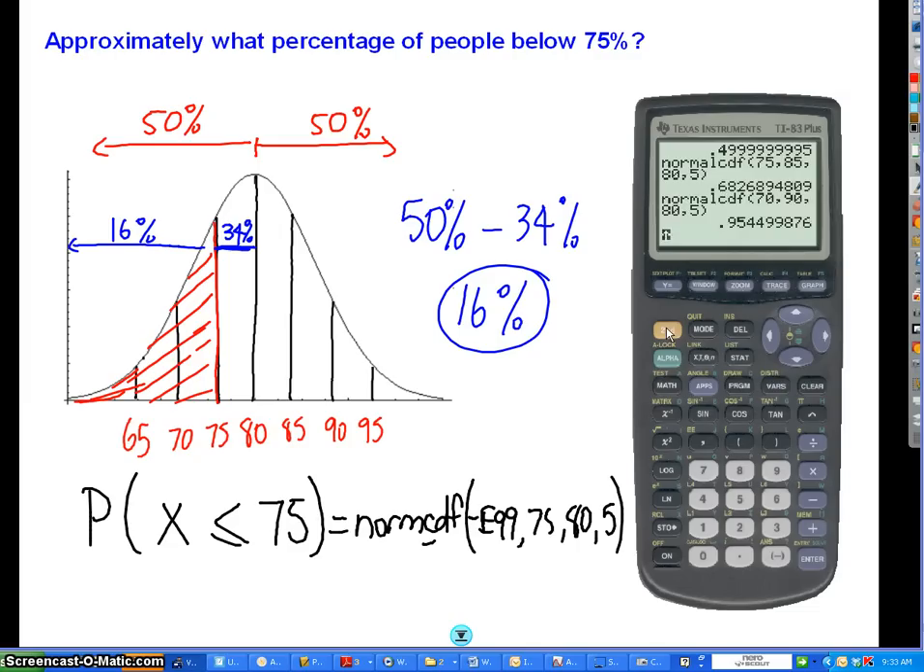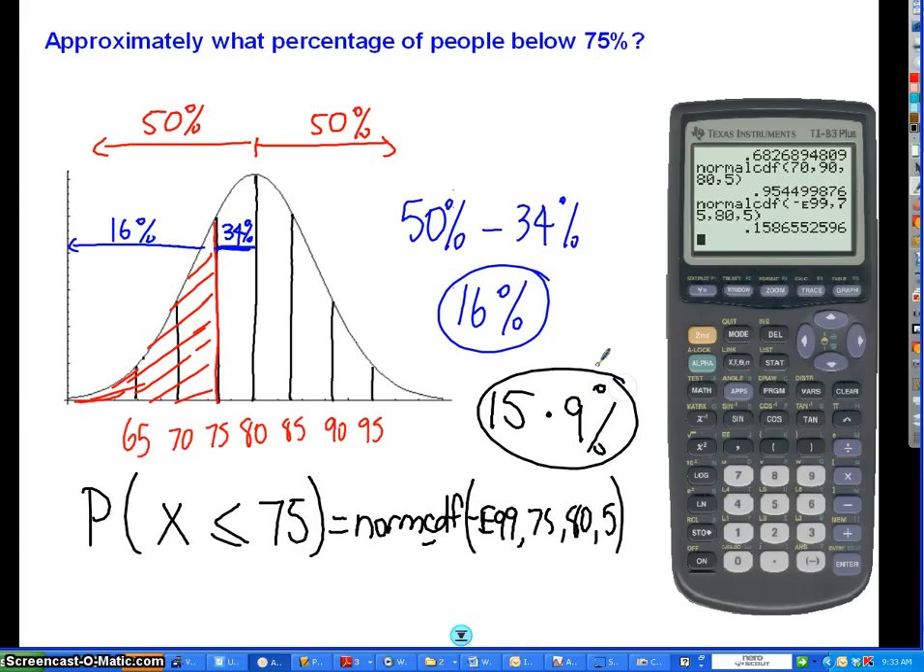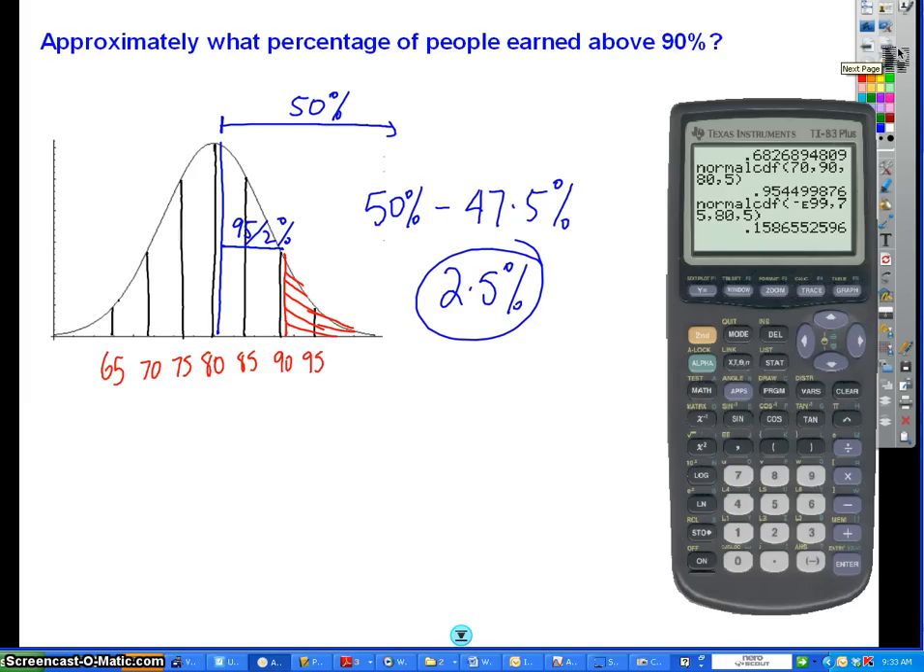So let's go in again. Normal CDF, always CDF. So negative e to the 99, there's our minimum value, 75, mean of 80, standard deviation of 5, and last time we got 16%. Oh, look at this, to 3 sig figs in this situation, we've got 15.9%, or once again, 0.159, same thing.